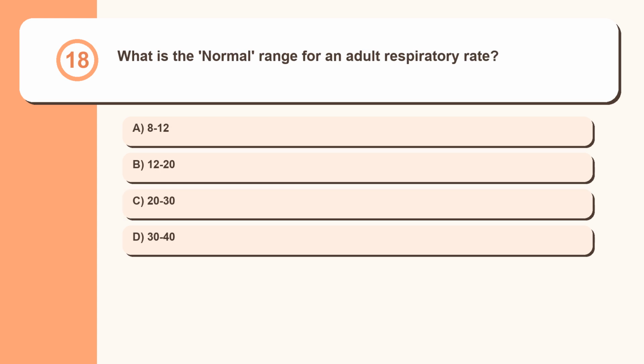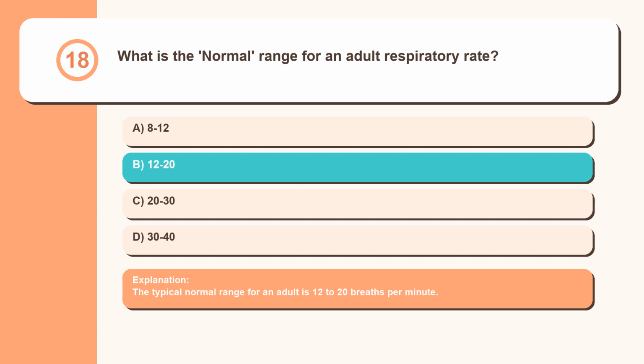Question 18. What is the normal range for an adult respiratory rate? 8 to 12, 12 to 20, 20 to 30, 30 to 40. The typical normal range for an adult is 12 to 20 breaths per minute.